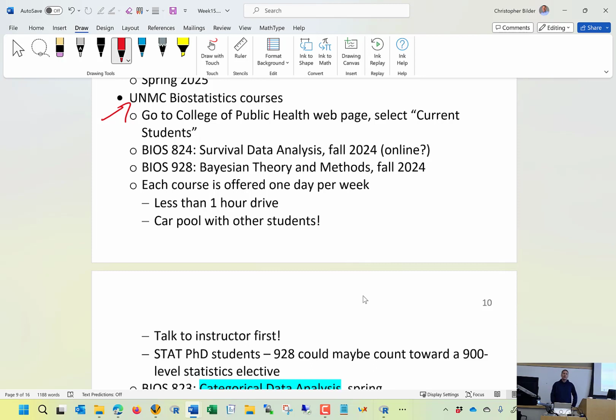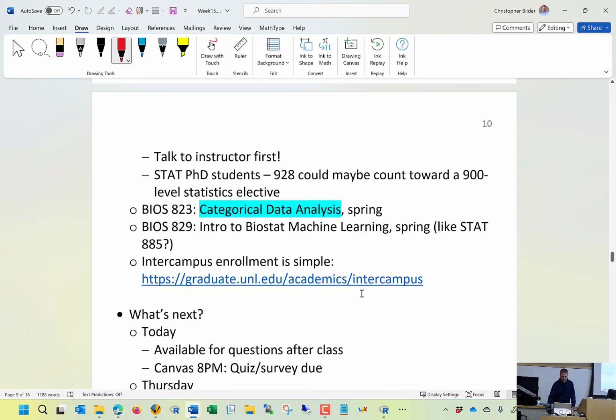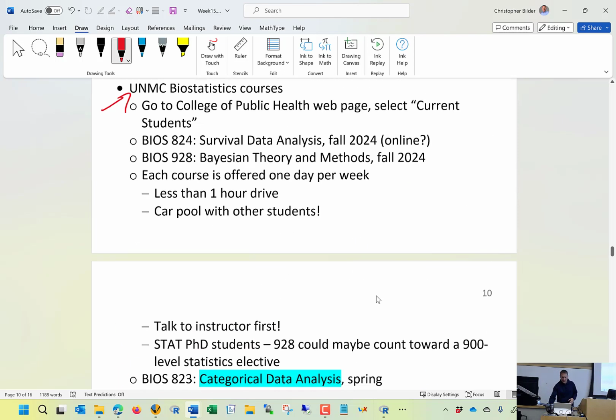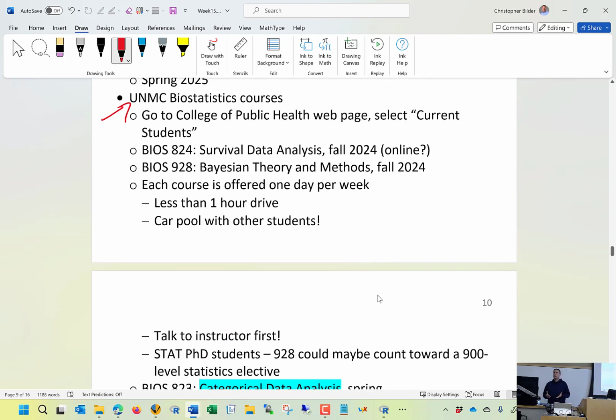Okay. Now, students at any University of Nebraska campus can take courses at another University of Nebraska campus quite easily. You just have to fill out a little form online to do that. And the reason why that's especially important for those who are interested in taking statistics courses is that there is a Department of Biostatistics at the University of Nebraska Medical Center. Biostatistics is essentially just statistics, but the various applications they talk about are biological.